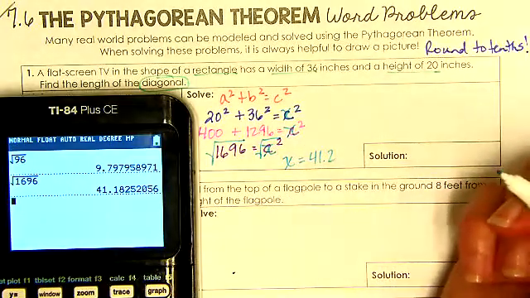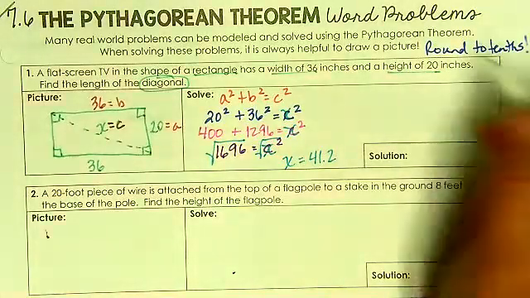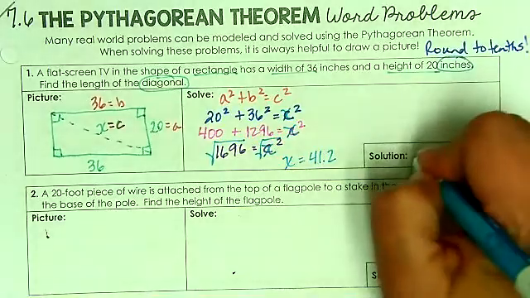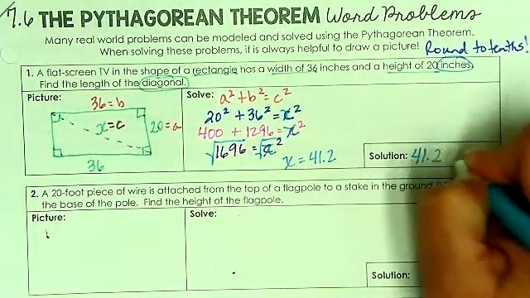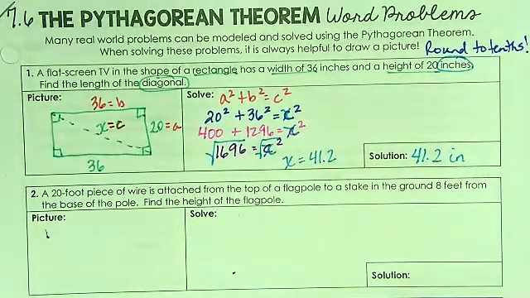41.2. Now this is a word problem. So when I write my solution, I have to include my units. And notice that the units are inches. So we have 41.2 inches as our final answer. Okay, let's work another example.